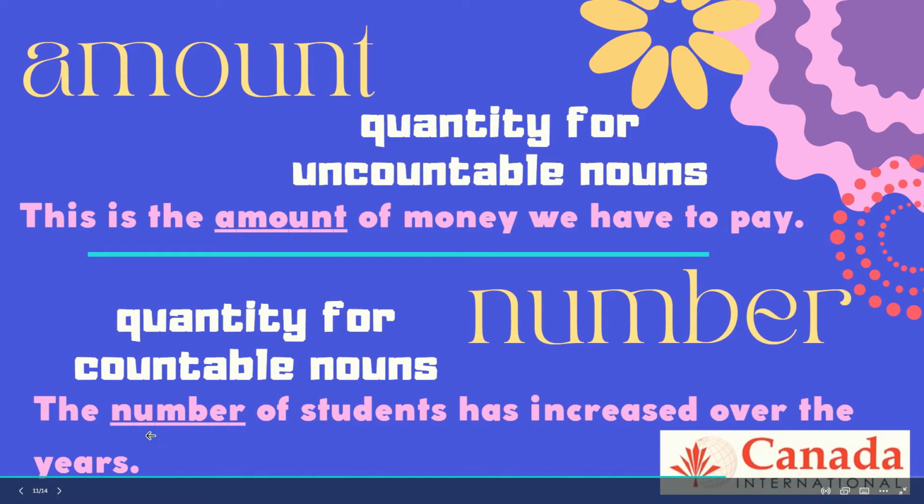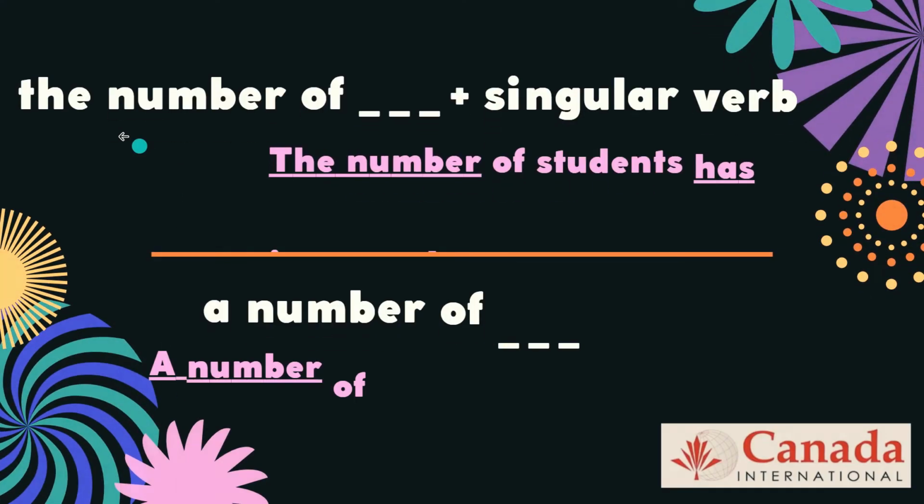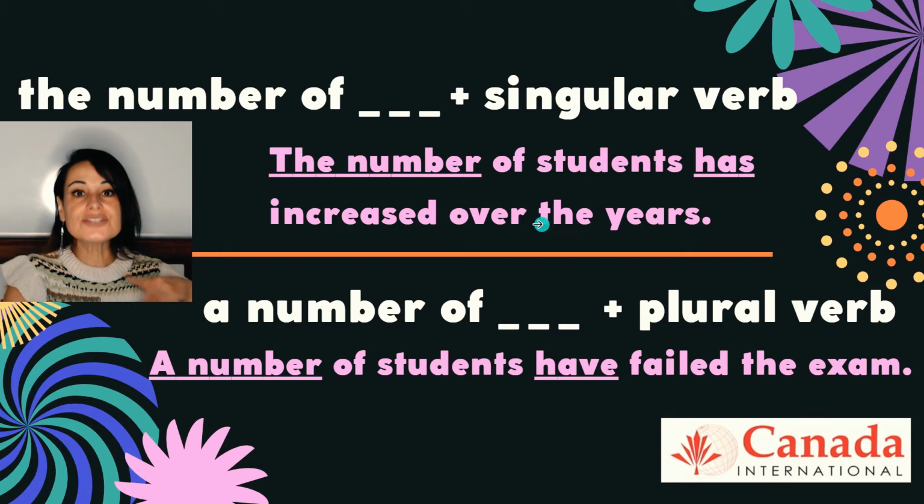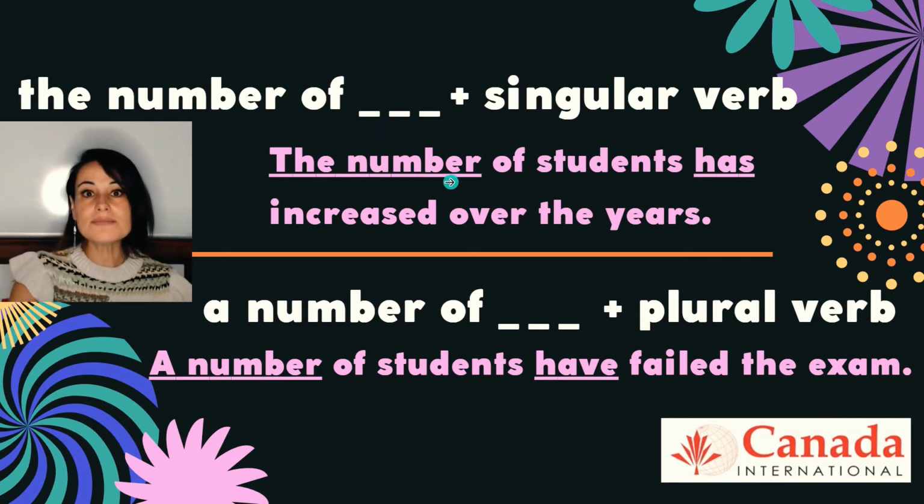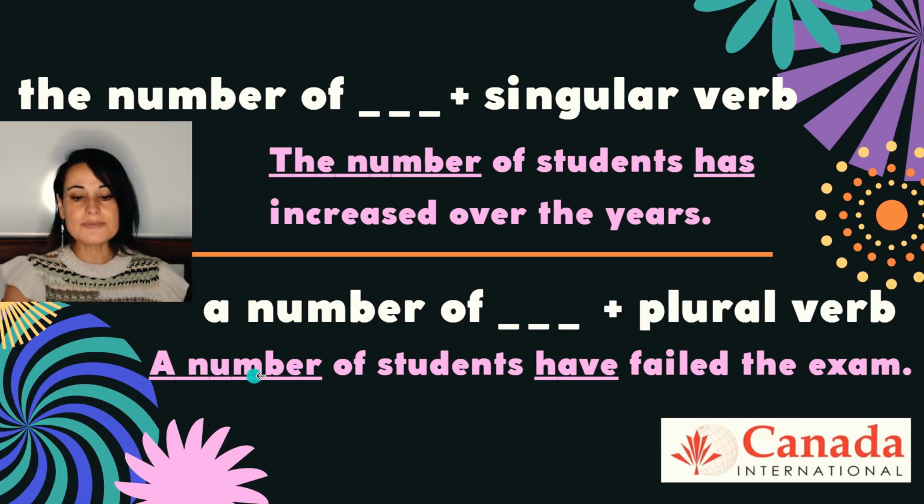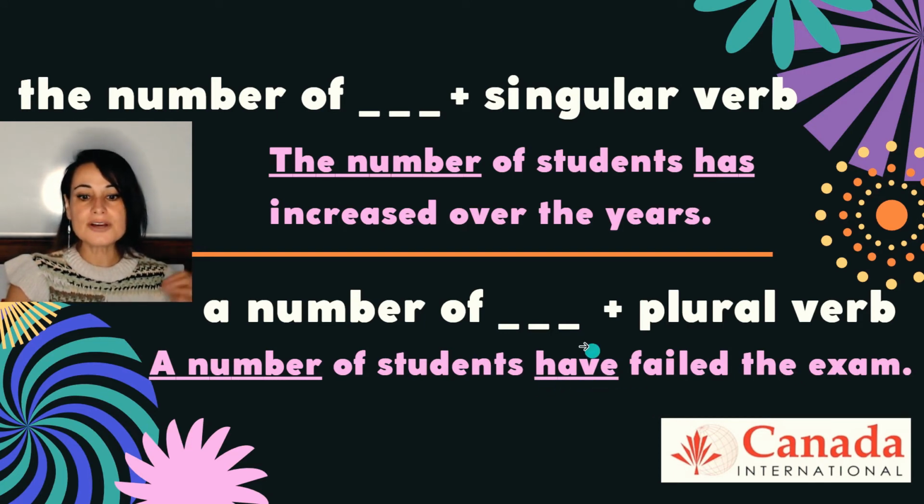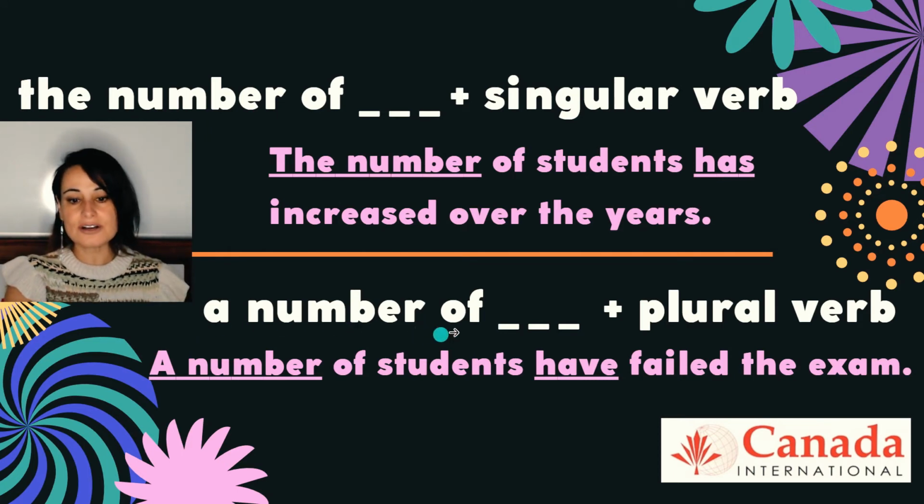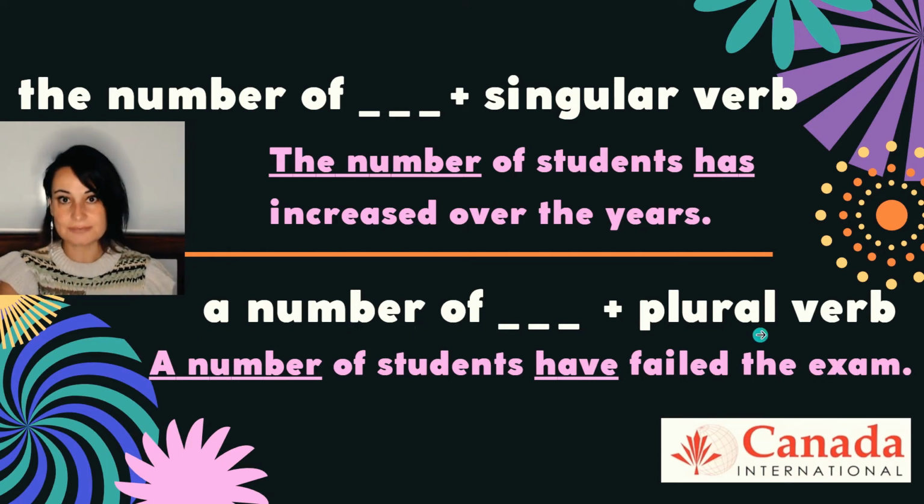Now together with the one we just saw, okay, the number of, so we have the structure, the number of plus singular verb. So for example, the number of students has increased over the years because we're referring to the number in this case. So a number of plus plural verb. So for example, a number of students have failed the exam. So we have the number of plus singular verb and then a number of plus plural verb.